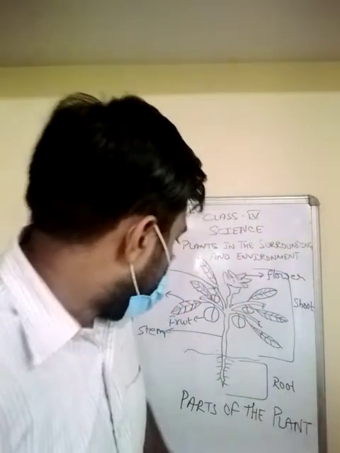Stem. The stem gives support to the plant. It carries water and food to all other parts of the plant. You can say this is the main junction.